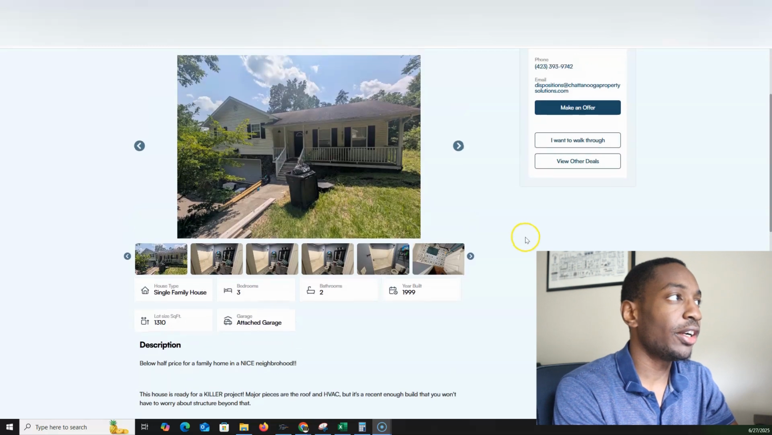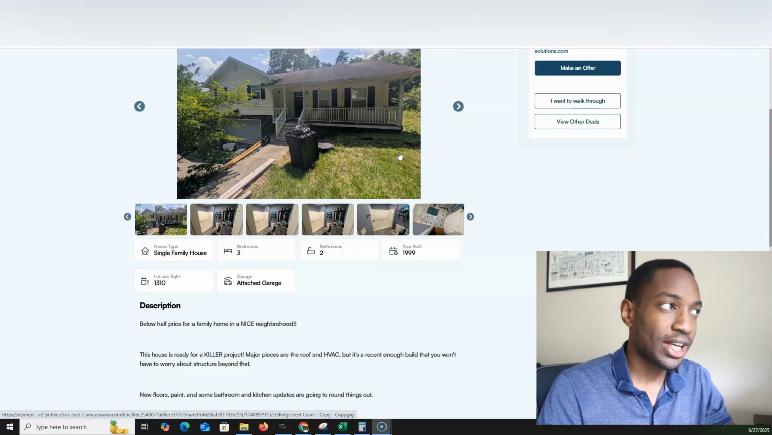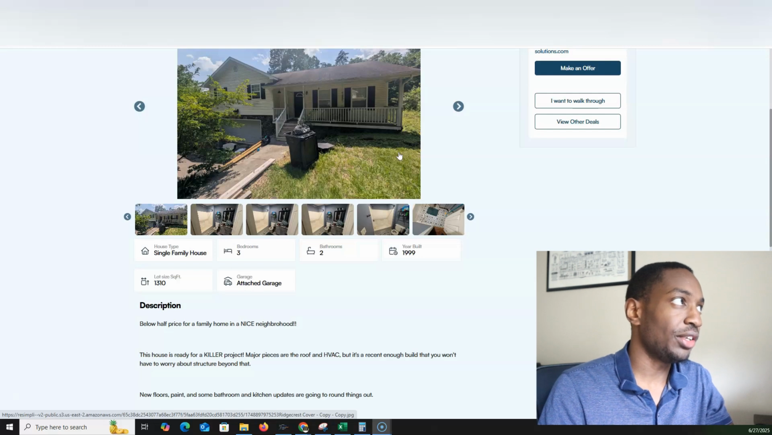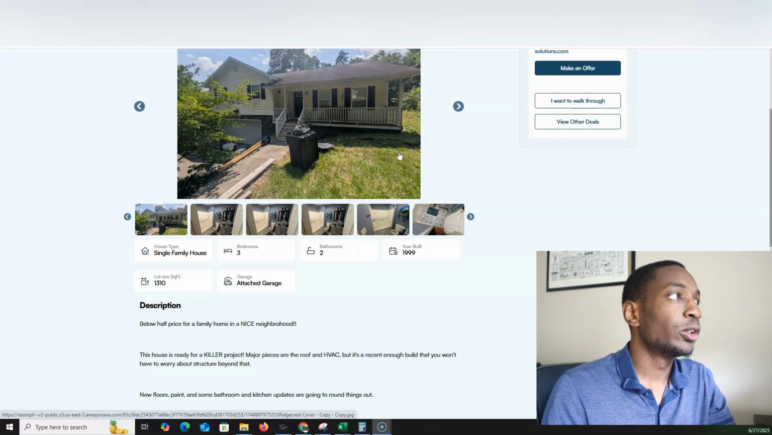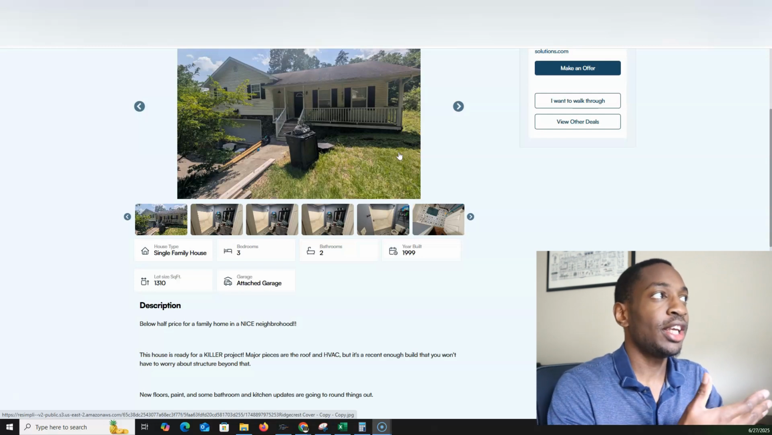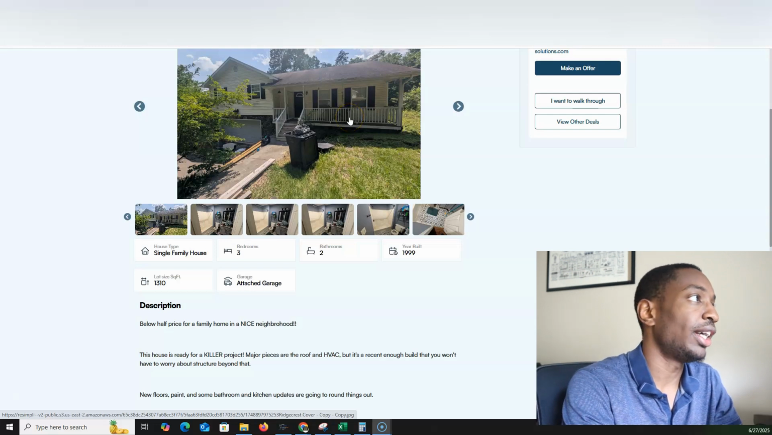Okay, so I'm here on this wholesale real estate company's website. And so they send deals on this website. I usually get an email, but on their website, they have a list of their properties for sale. So right here, you can already see it's a good layout on this website. This is actually a good wholesaler in town.